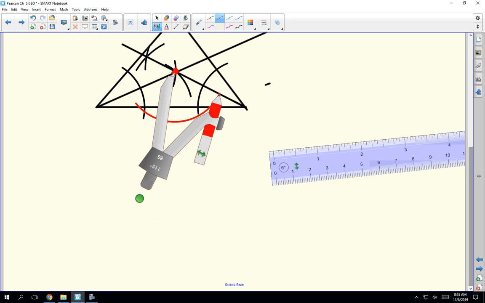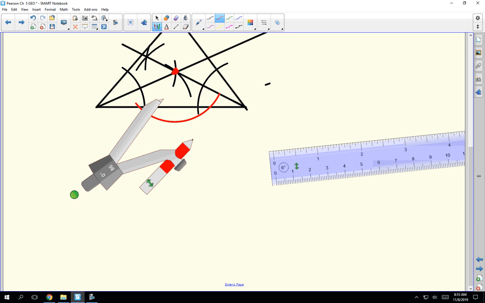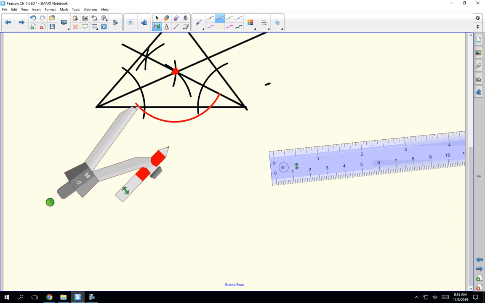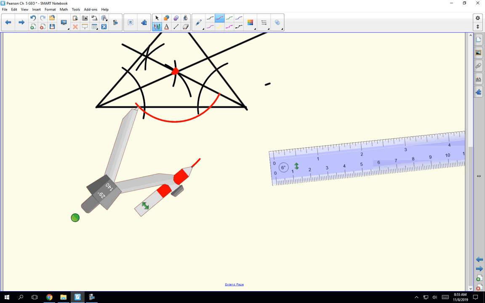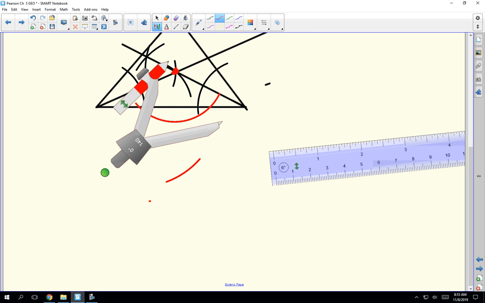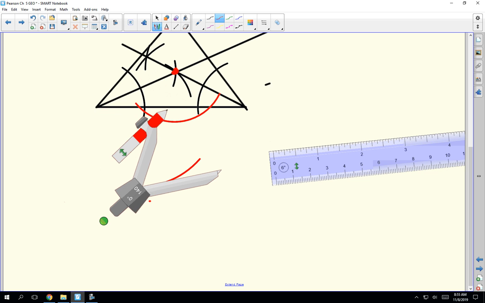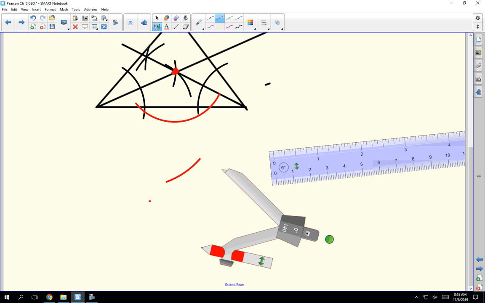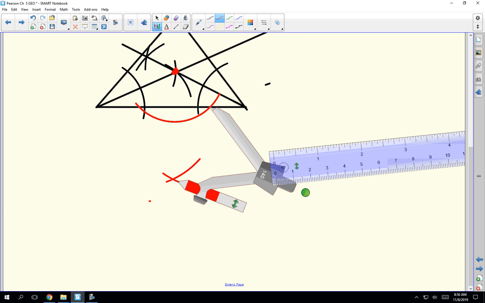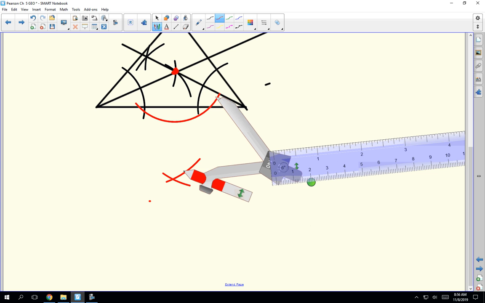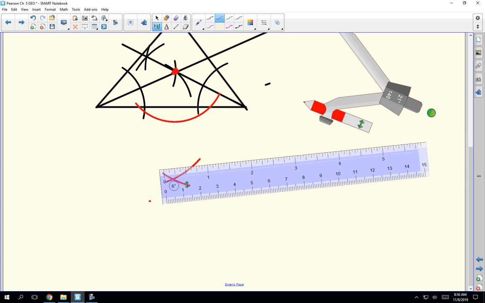So I'm going to take this guy, move it right here, maybe stretch this out a bit. I'm going to swing an arc here, and another one from the other side. Swing an arc there and there. So there's my smiley face construction used back in chapter 3.